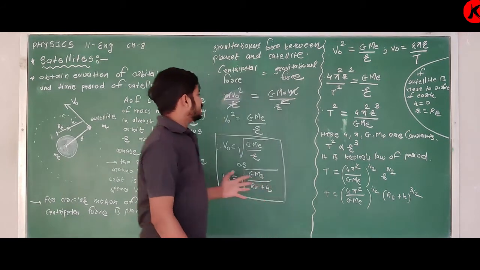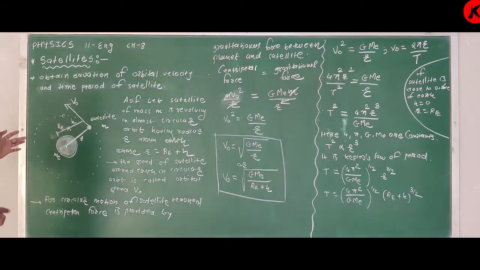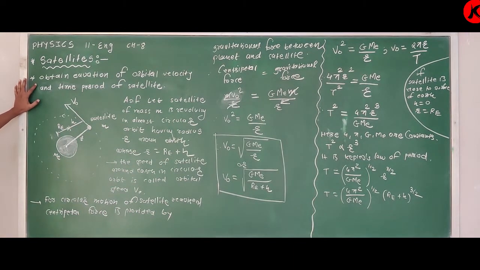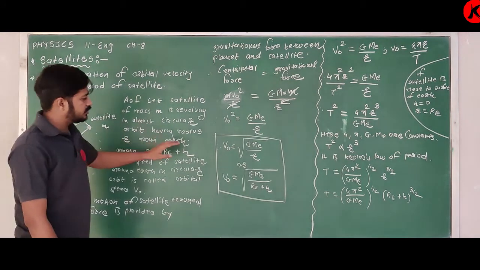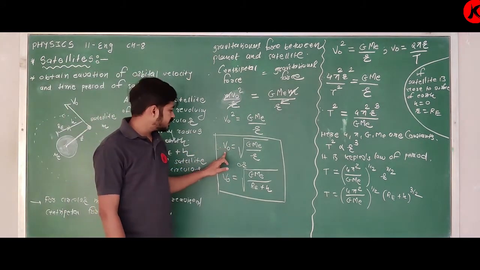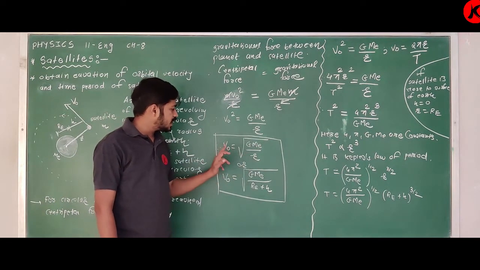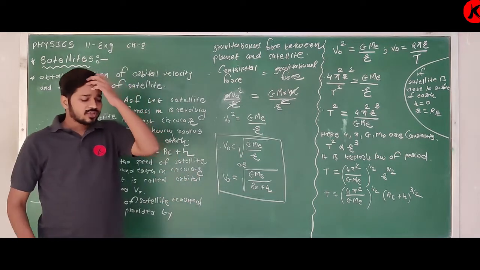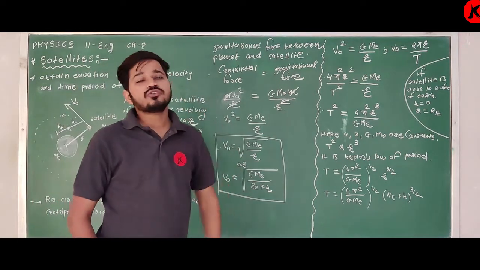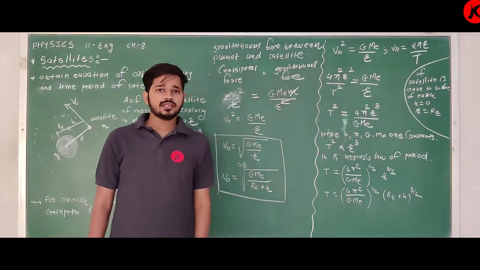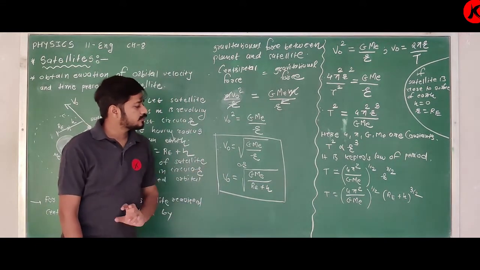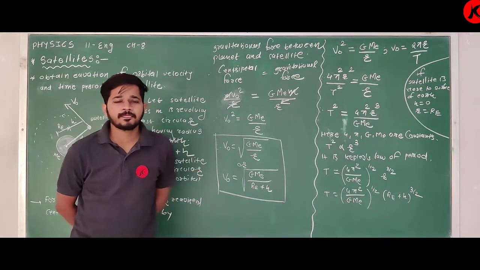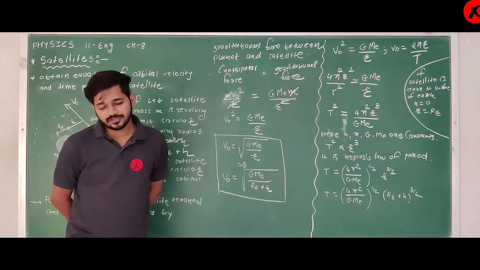So it is all about this question: obtain the equation of orbital velocity and time period of satellite. You have to remember the equation of orbital speed, V0 is equal to under root G Me upon R, because in the next theory, to obtain the equation of energy of satellite, you have to use this equation. Clear about this? Now, next theory.